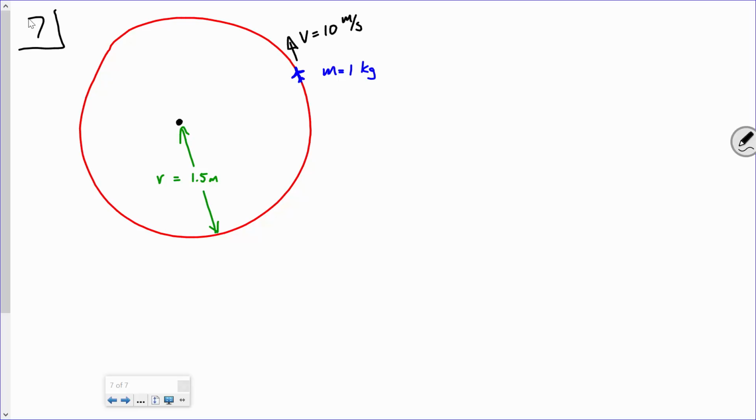So this is all about centripetal acceleration. It's a_c equals V squared over R, which is 10 meters per second squared over 1.5 meters, which comes out to be 66.67 meters per second squared.